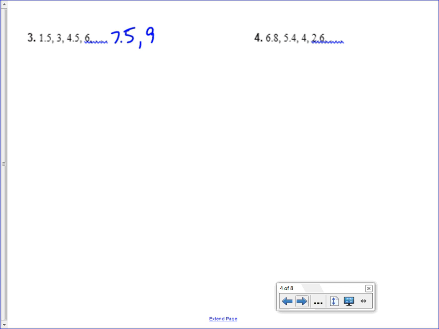This next one, we go 6.8, 5.4, 4, 2.6. So we can see that here we are decreasing by 1.4 each time. So if I decrease by 1.4 here, I would get a 1.2. If I decrease by 1.4 again, I'd get a negative 0.2. So in words, you would have said something like the first term is 6.8. Each term after that decreases by 1.4.